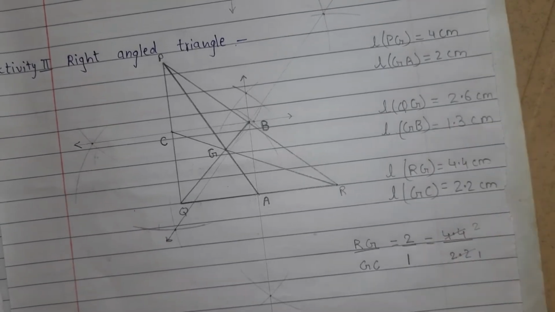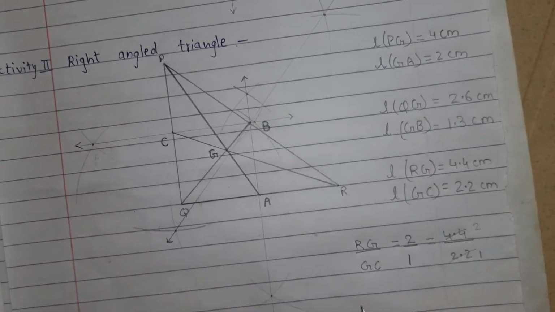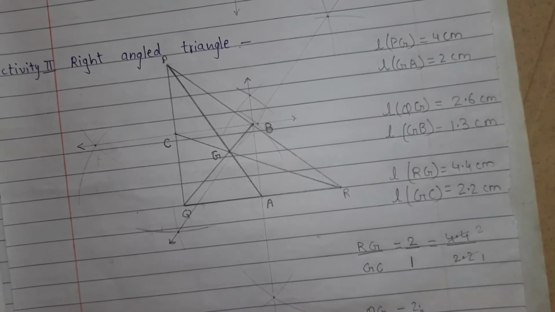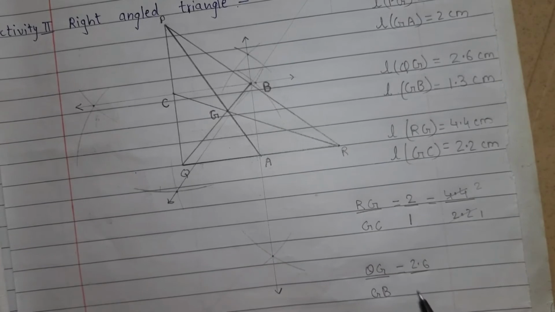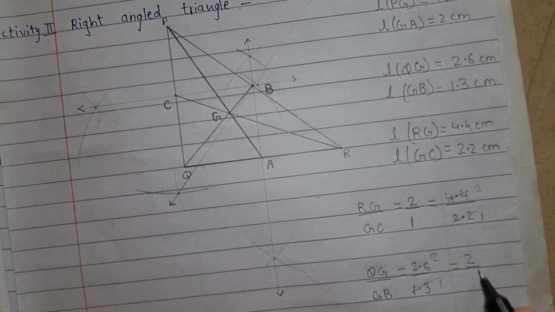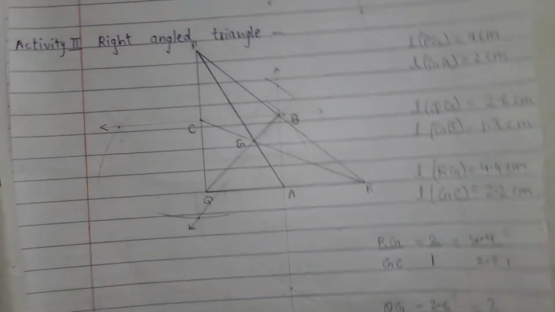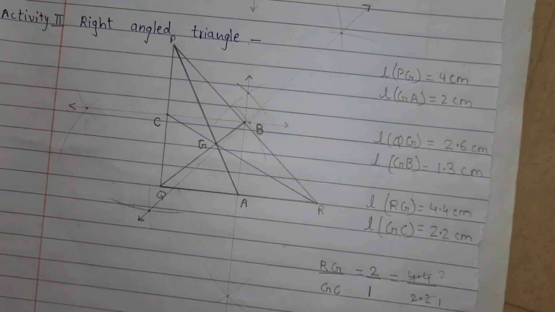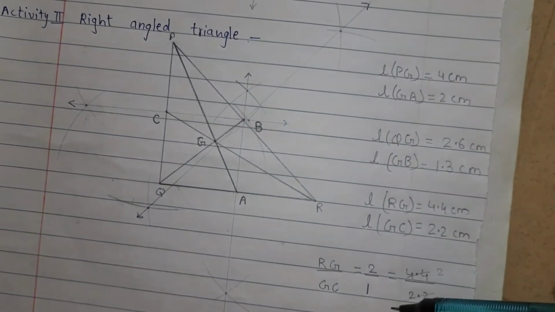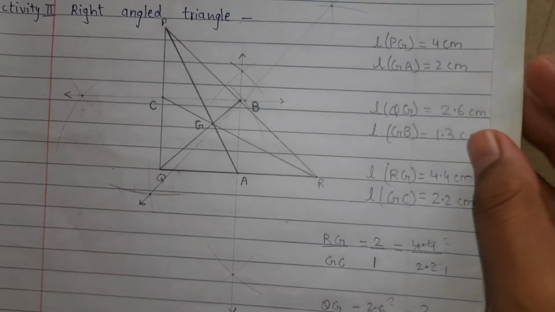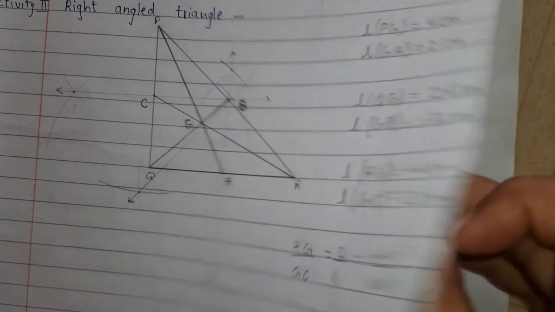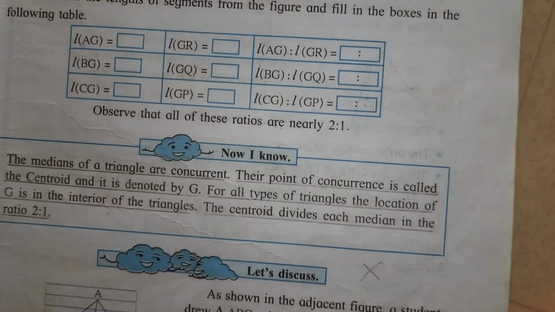In the same way, this ratio QG upon GB will be 2.6 upon 1.3. So 13 ones are 13, 13 twos are 26. This also will be 2/1. So what we observe is that the centroid divides the median in the ratio 2:1 or 2/1. The ratio will always be 2/1 for any triangle and for any medians.